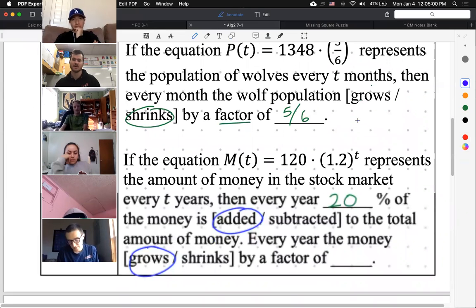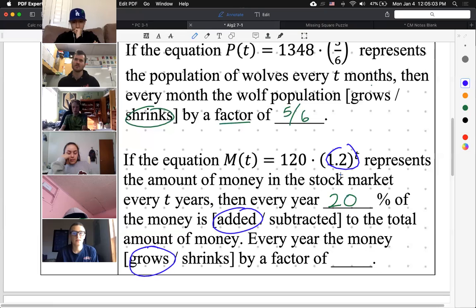So your answer would be that 1.2 is greater than 1. If it was less than 1, like 0.8, then it would have been a shrink.